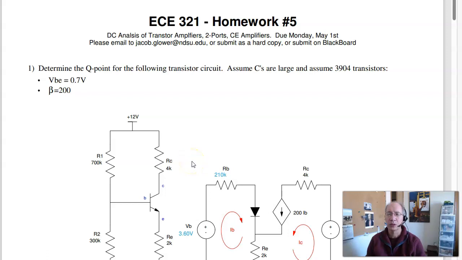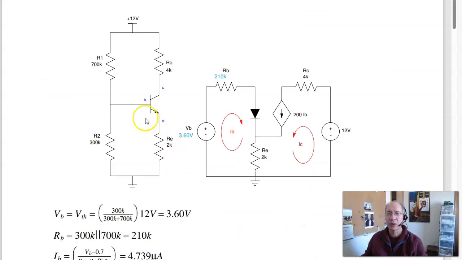Welcome to the solutions for homework set number 5 for ECE 321 Analog Electronics. This homework looks at DC analysis of transistor amplifiers. So the first problem is, given this transistor amplifier, find the operating point.